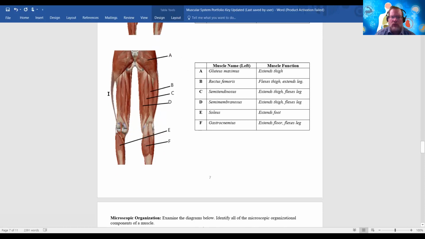And then we look at a posterior view, and we've got the gluteus maximus again from earlier, and then we've got our three hamstring muscles. The larger and more lateral is going to be the biceps muscle, so we call this the biceps femoris.